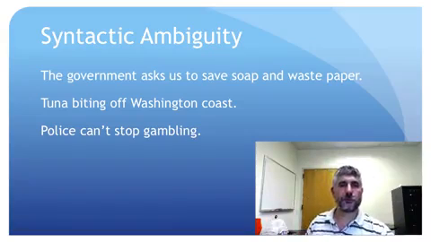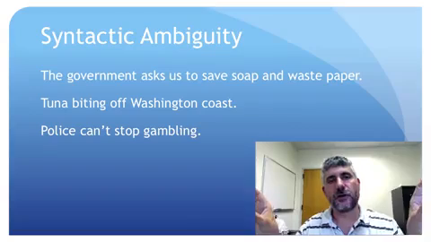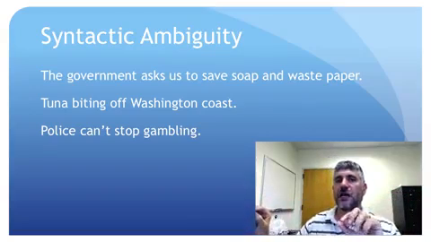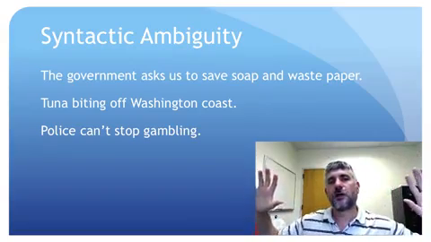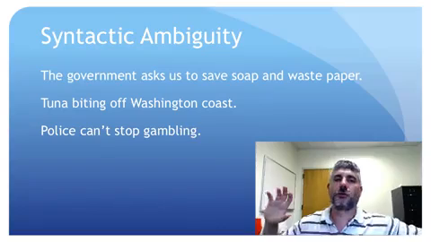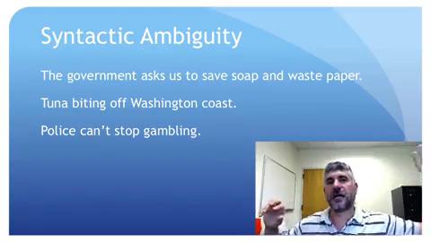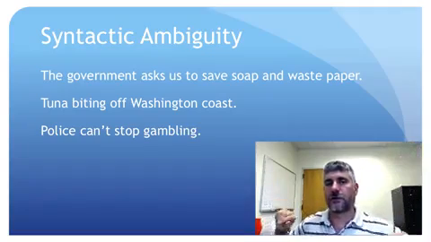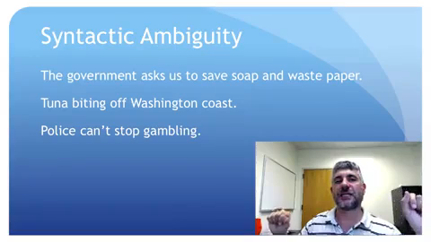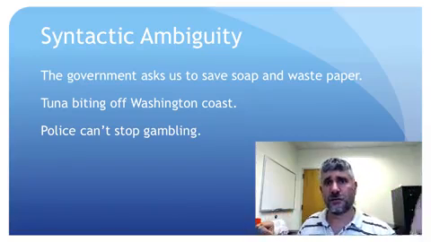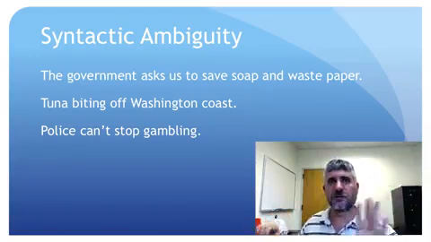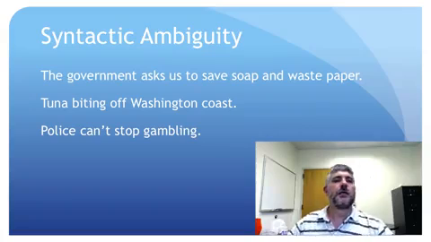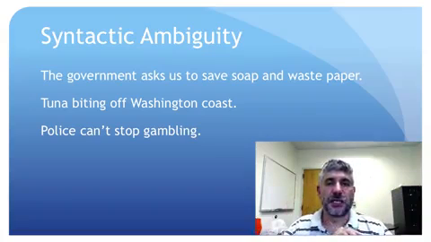Those are two different interpretations, and they differ not in the meaning of any particular word, they differ in how you're supposed to understand the nature of the government's request. Is the government asking us to do two things, one involving saving and one involving wasting? Or is the government asking us to do one thing involving saving, but saving two different kinds of things, soap and waste paper? So that's an example of syntactic ambiguity.